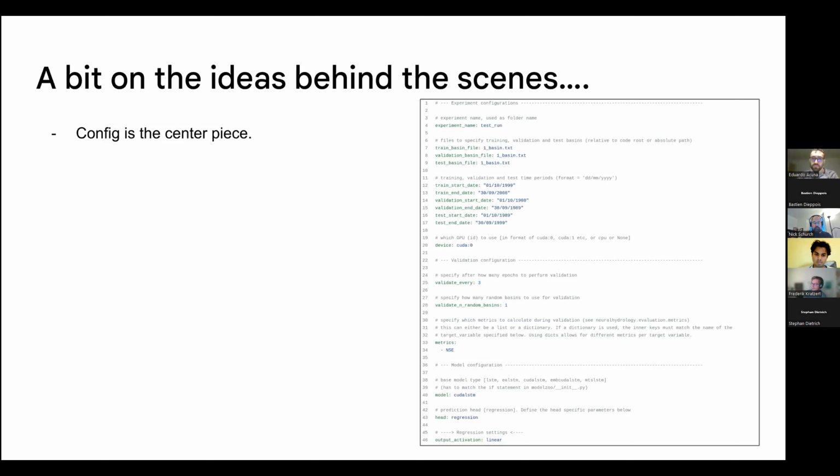But so there you define stuff like on which basin you want to train, what's the data period, what are the input features, what is the target, what's the loss function. All this kind of stuff is defined in this kind of function files.